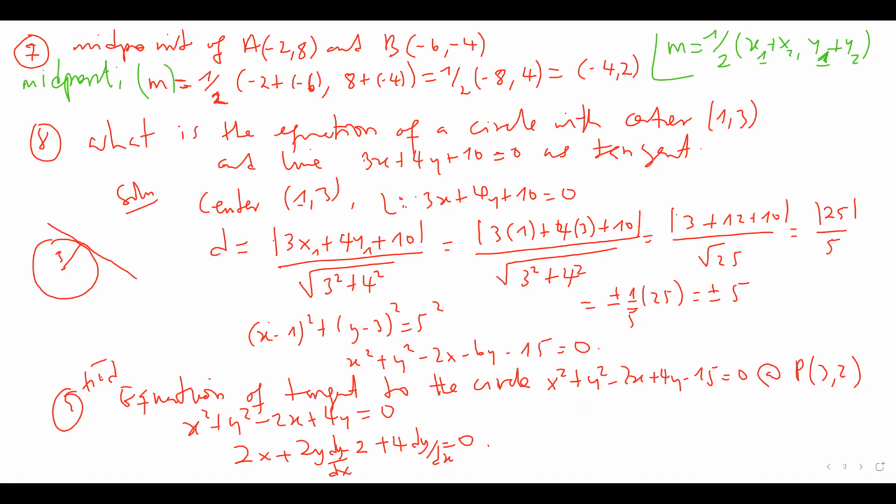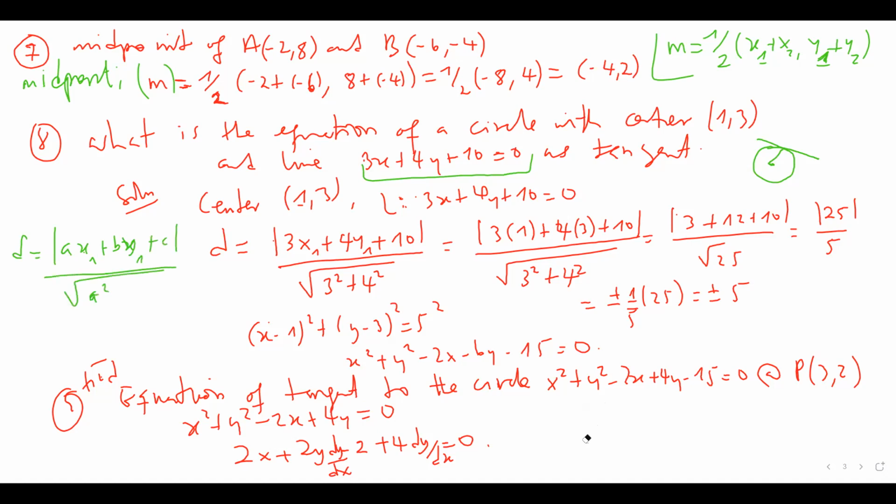Then question 8 was: what is the equation of a circle with center (1, 3) and having the line 3x plus 4y plus 10 is 0 as a tangent, right? So exactly as we have done here, we have a circle, then we have a tangent, we have a center. So we can find the distance from the center to the tangent. And this is given by this equation, D, which is usually written as D is equal to |A x1 plus B y1 plus C| over square root of A squared plus B squared.